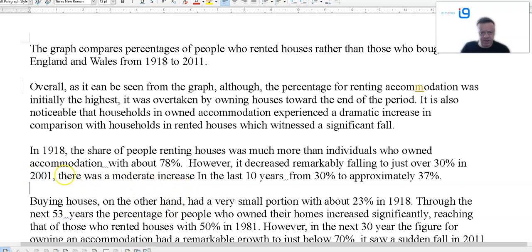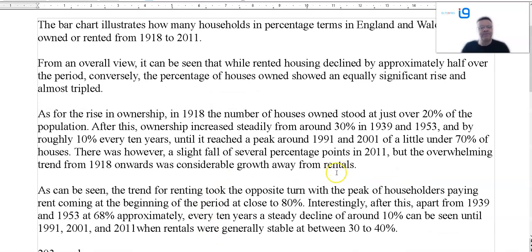There was a moderate increase in the last 10 years. So that doesn't really work. If you look at mine, I say 1918, 20%, increased from 30%, then roughly 10% every 10 years. So you could reconstruct that. You could actually draw that based on that.